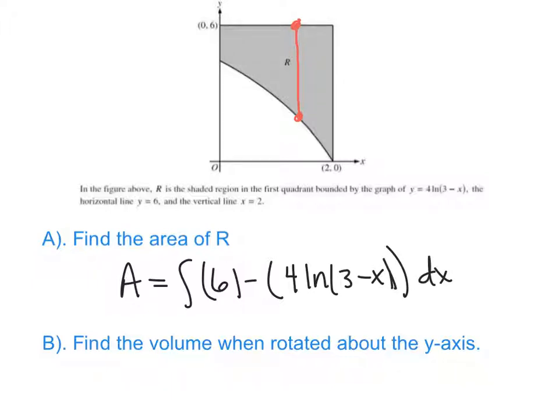And we're done with area. Upper minus lower. Areas, keep it simple. B, find the volume when rotated about the y-axis.